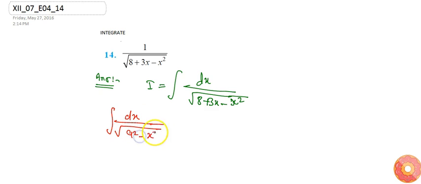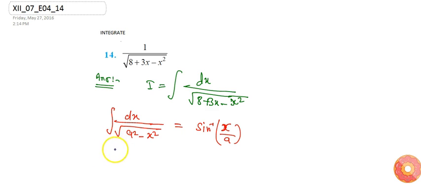integral dx by root of a square minus x square equals sine inverse of x by a. So since the order of polynomial is 2 and with a negative sign, first I need to change it into a perfect square. Since 3x is also there, I need to make the perfect square of the variable.